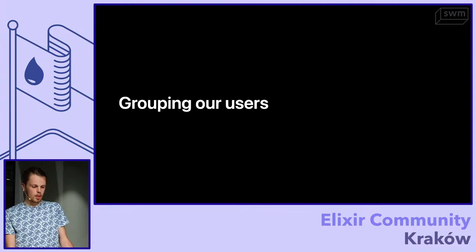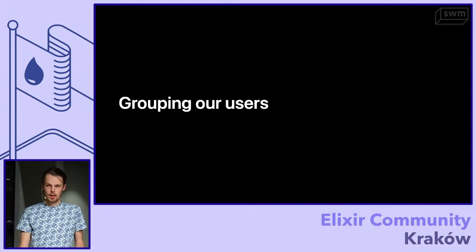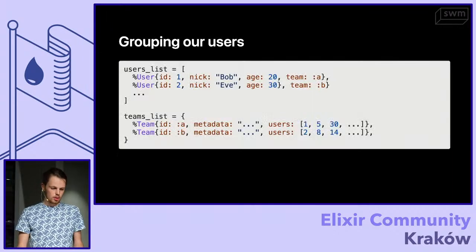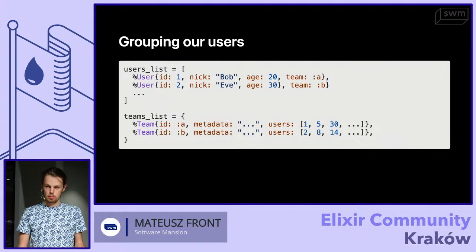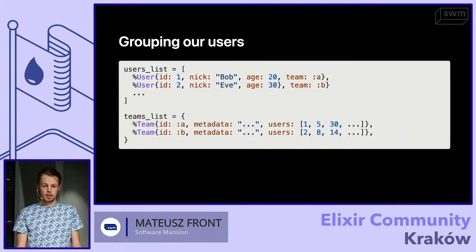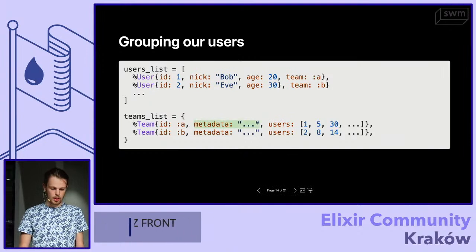Great. Let me go to another part of the presentation, which is about having more than one collection. Let's say we want to group our users in teams. So we have a list of users, and there is an additional field here. Oh, here is a typo. This field contains an ID of the team that the user belongs to. We assume that a user can belong to only one team. Then we have a list of teams. A team can have some metadata, and it also has a list of users that are in that team.